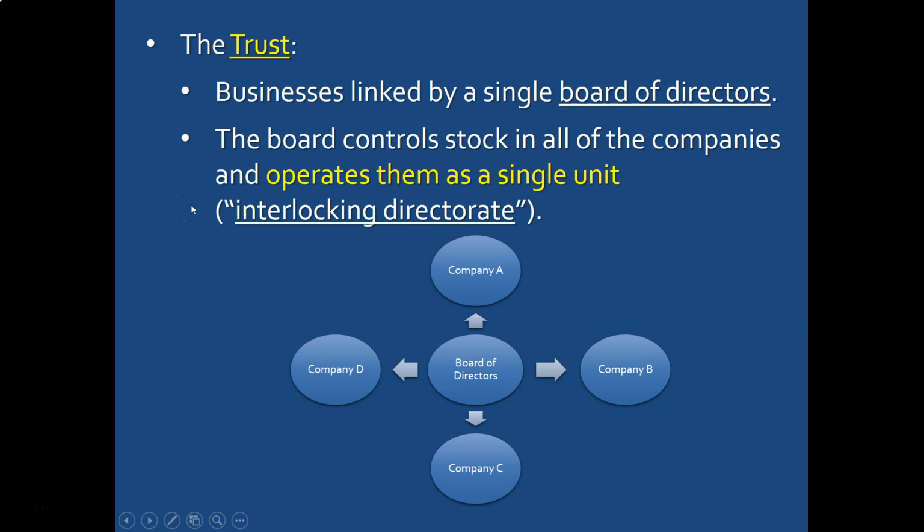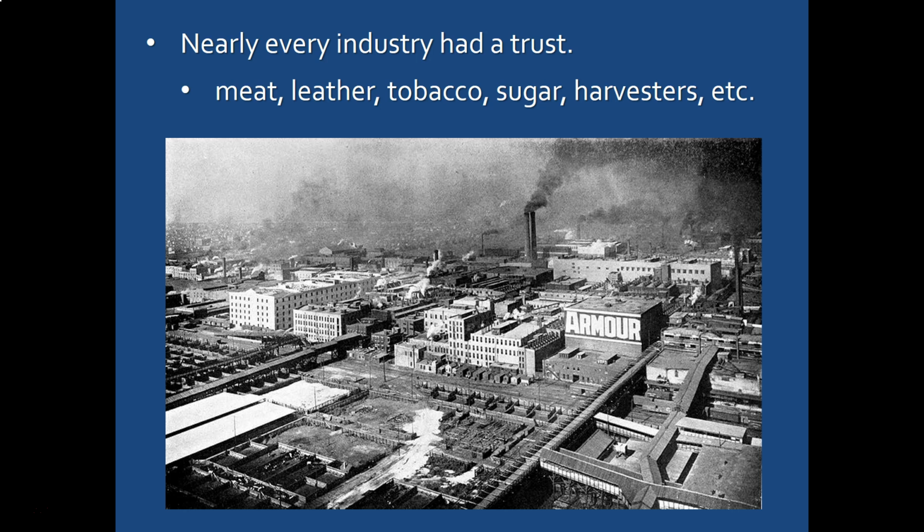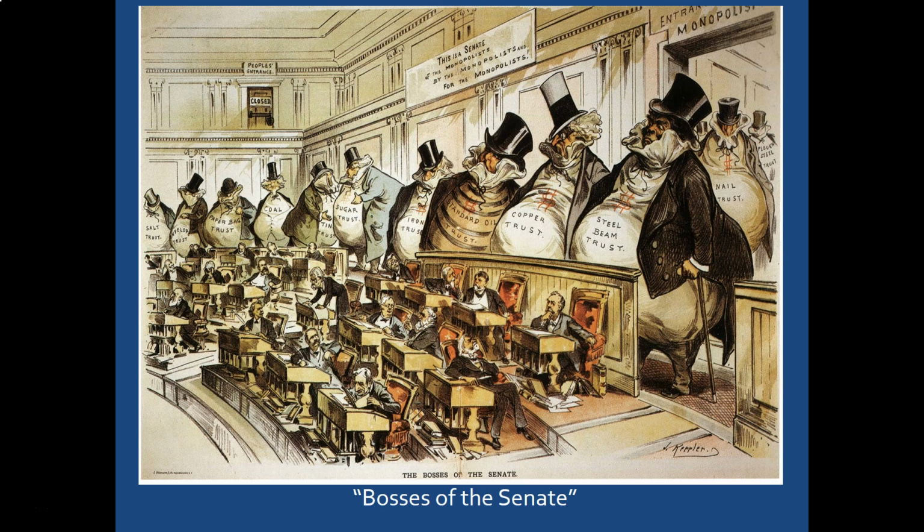In other words, let's imagine I owned Walmart and I owned Target. If I operated those together as a single unit, I would have one trust, where both of those companies functioned. Now, trusts were very efficient. Because they operated as a single unit, and because there wasn't as much competition anymore, these companies were going to make a lot of profit. And pretty much every one of the big industries in America had a trust. There was a leather trust, a sugar trust, a barbed wire trust, a meat trust. I mean, you name it, there was a trust in that particular industry.